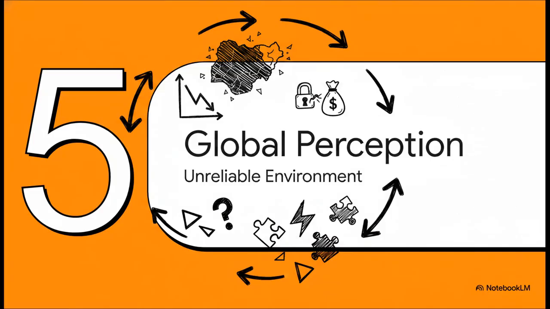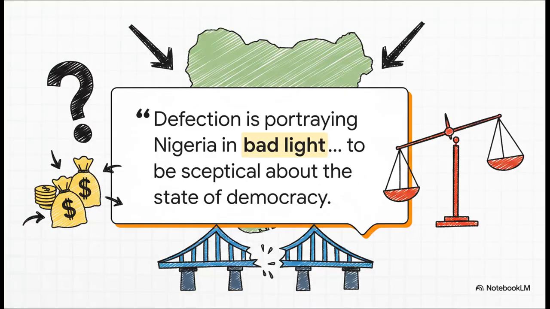Moving to Section 5, Nigeria's international perception, flagged as an unreliable environment. Check out this incredibly telling quote from the International Journal of Intellectual Discourse. They note that defection portrays Nigeria in a bad light, and that there is a strong tendency for the international community to be skeptical about our democracy. See, when foreign investors look at a political ecosystem that completely lacks ideological discipline, a place where power structures can literally shift overnight just because of personal ambition, they flag it. They perceive a highly unreliable, high-risk environment, and that absolutely tanks our trade relations and economic development.